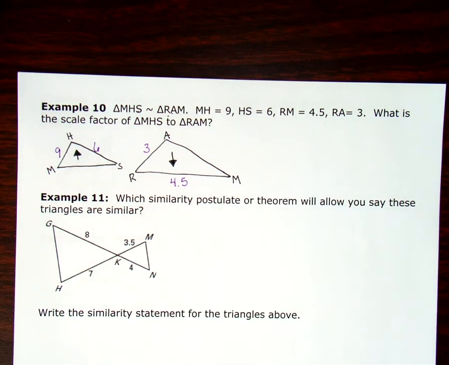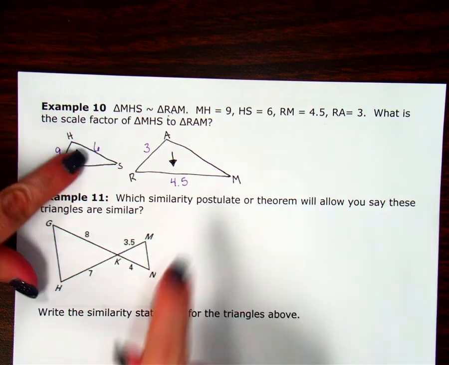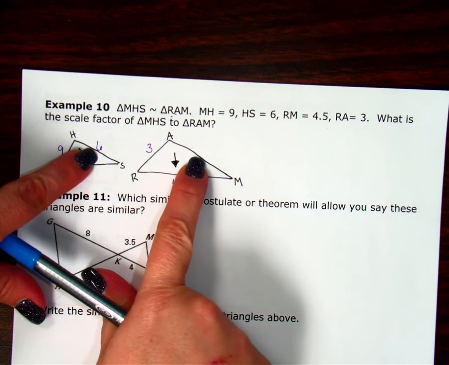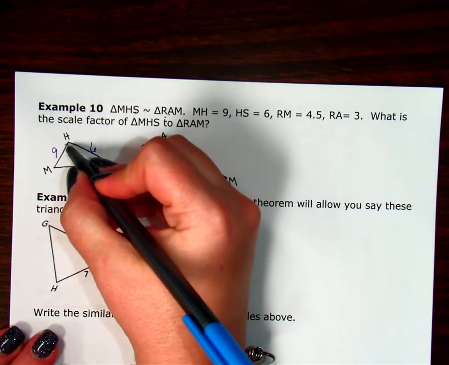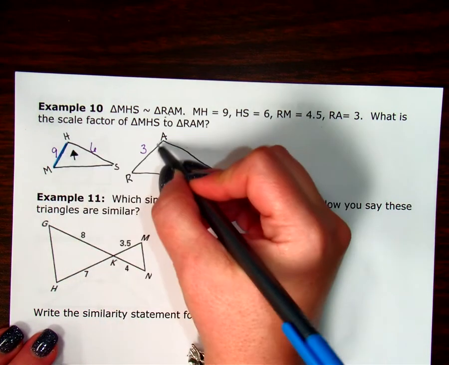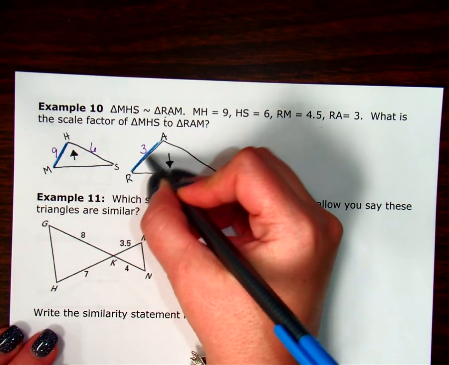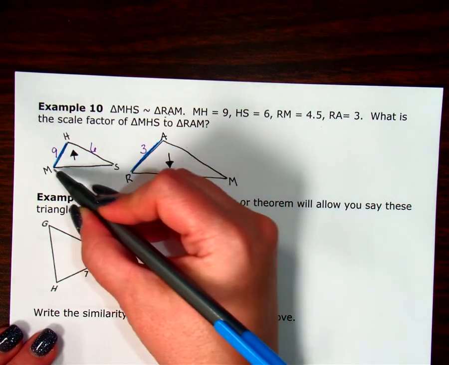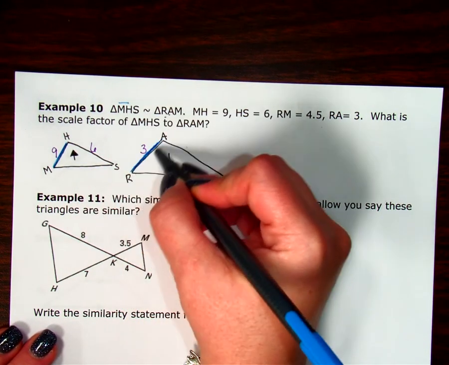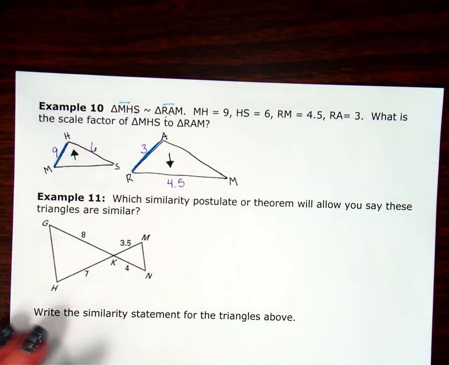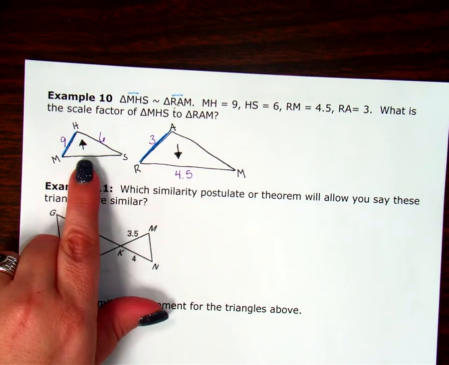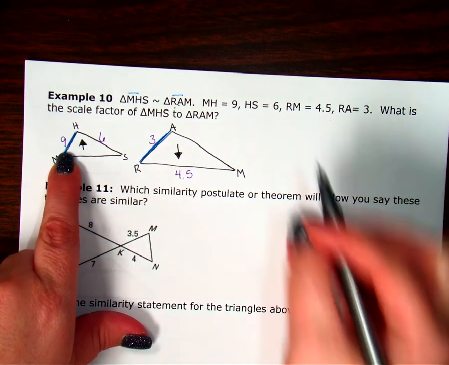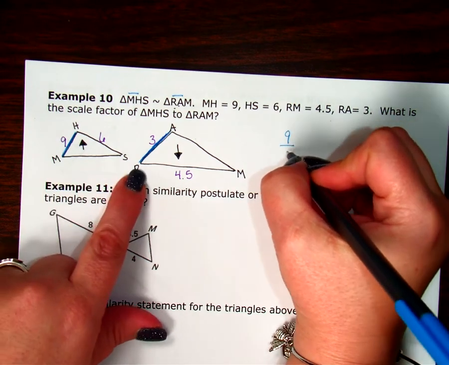So now what I want to do is look at two sides that match each other. I can't use this 6 because I don't have what goes with it, right? I'm not going to use this 4 because I don't have what goes with it. But the 9 and the 3 are in corresponding positions. MH, my first two letters, match with RA, my first two letters. And then remember to follow your arrows. I want MHS over RAM. So MHS, I'm going to use the 9 over the 3.